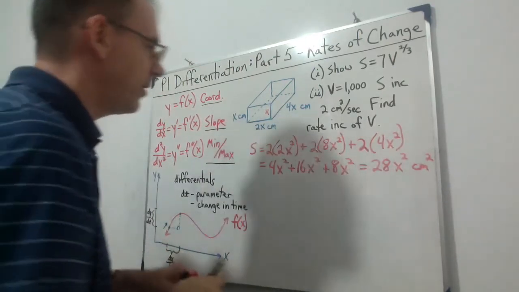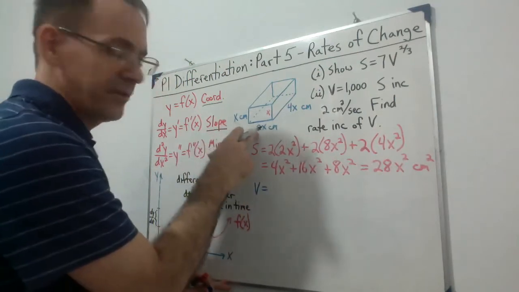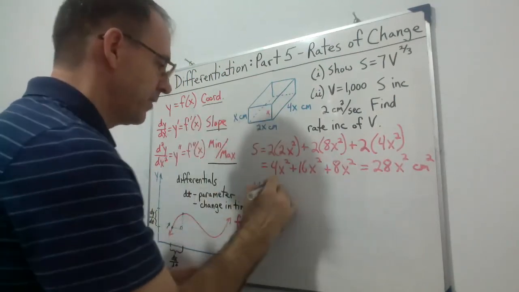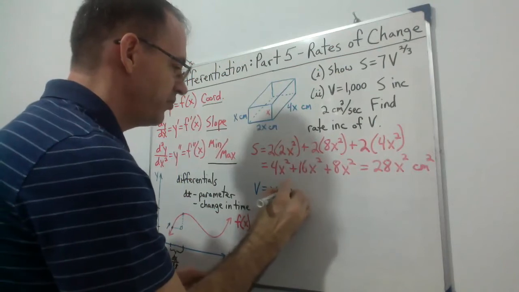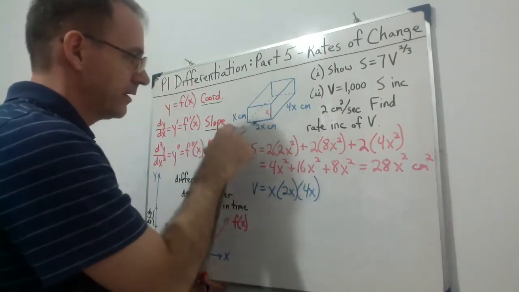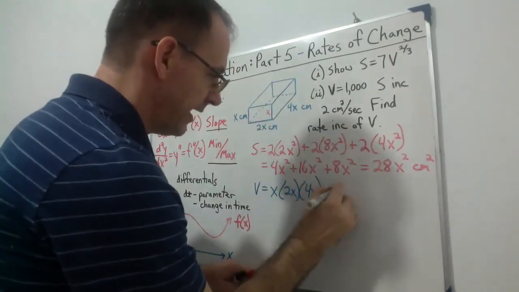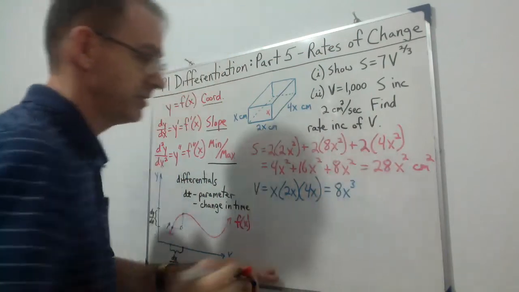If we look at volume, volume is simply length times width times height. So x times 2x times 4x will give us volume. Width, length, height is volume. That gives us 8x cubed.